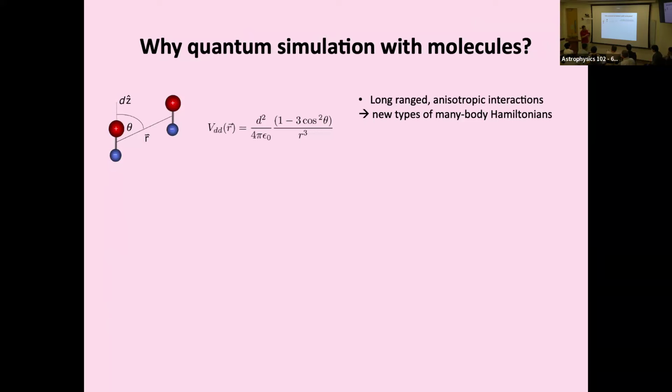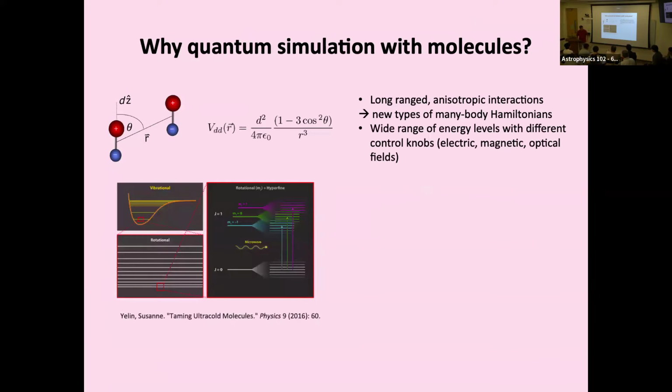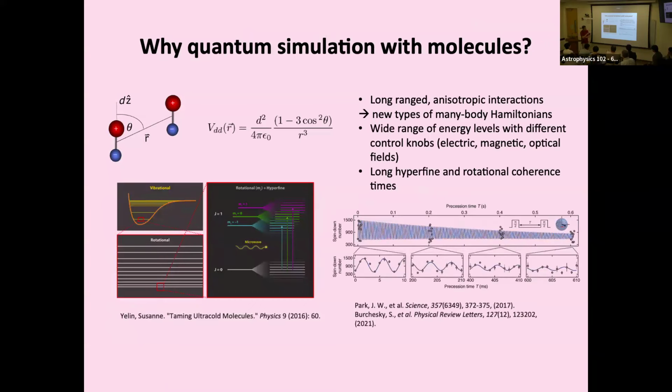And second, even in the simple case of a diatomic molecule, you have new degrees of freedom, right? You have vibration, rotation, and so on, which you could imagine storing quantum information in. In particular, the rotational degree of freedom and the hyperfine internal states are very good ways to store information with coherence times on the second scale.